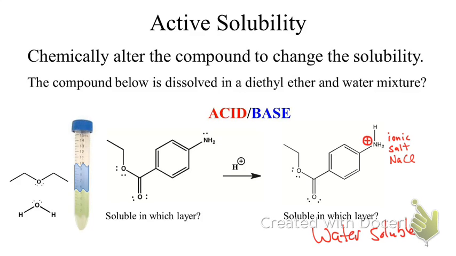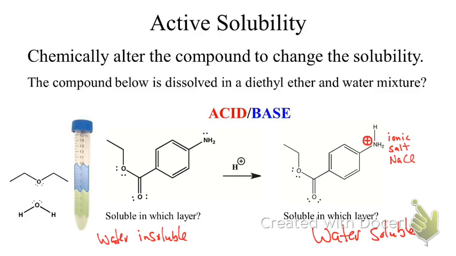Well, how did I start? I started water insoluble. So just by the addition of an acid, I can change my structure enough to change the solubility. With the solubility now different, I can now separate my organic compound away from its organic solution. Does that kind of make sense?